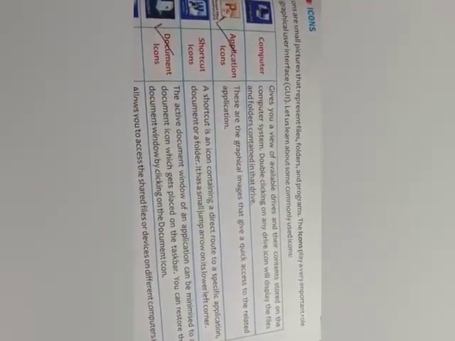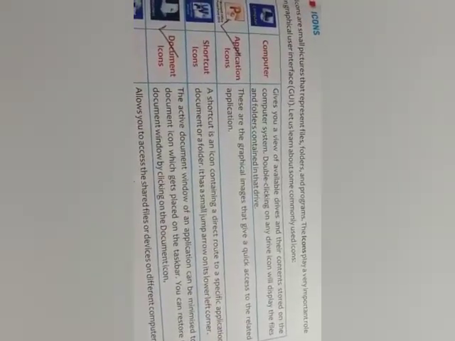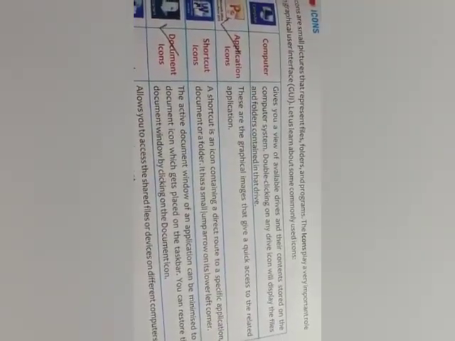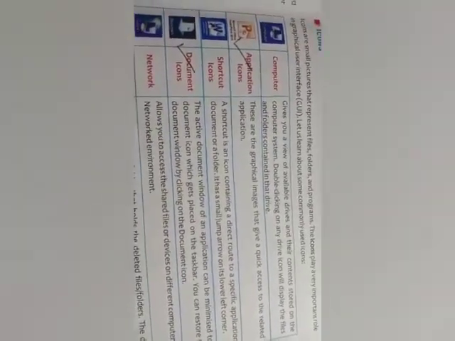Children, your computer memory is divided into drives. You can see the drives in the computer icon. You can view the contents of a drive by double clicking on it. Application icons. These are graphical images that give you quick access to the related application like MS Word, MS Excel, PowerPoint, and many more applications and programs we are using. So this is the part of application icon.